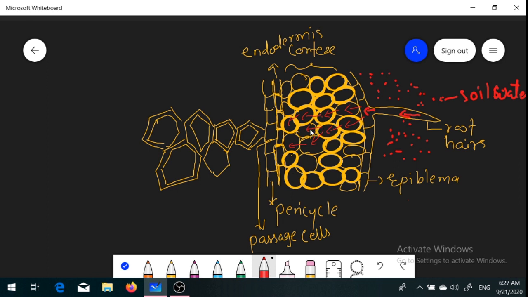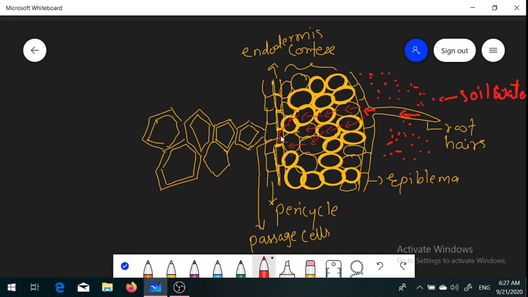Okay. So in this way the cortical cells are filled with water. Then there is the endodermis. The endodermis has only some cells which are the passage cells. Passage cells means they are thin walled. So water from different directions enters into the passage cell.